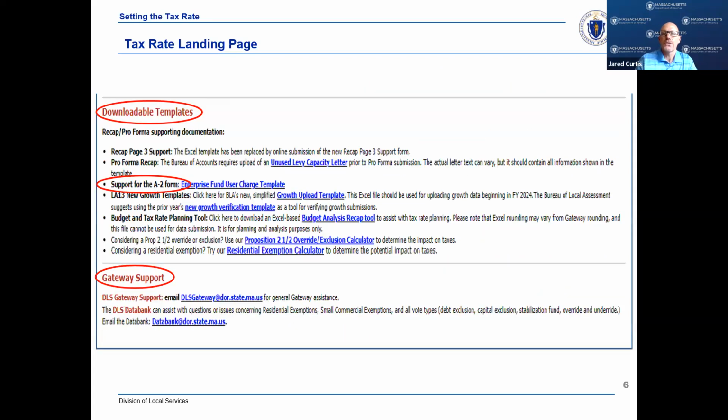The landing page also provides links to various forms and templates that may be required during the tax rate process. For example, we have the Enterprise Fund User Charge template. This template is used when a community's estimated enterprise fund revenues exceed their actual revenues from the prior fiscal year. Later in this presentation, Andrew will discuss this template in greater detail. If you need Gateway support, their contact information is located at the bottom of the landing page.